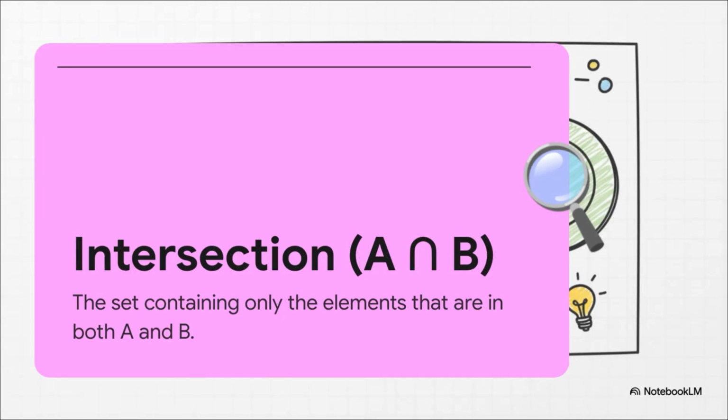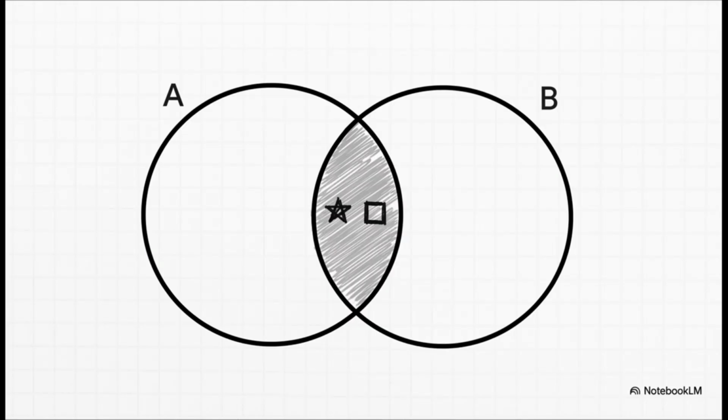Next, we have the intersection, which uses an upside-down U. The intersection of A and B is the set of elements that A and B have in common. It's the overlap, the common ground, the stuff that belongs to both clubs at the same time. Visually, the intersection is just that little shared space where the two circles overlap. Only the elements that exist in both sets simultaneously get to be in the intersection.